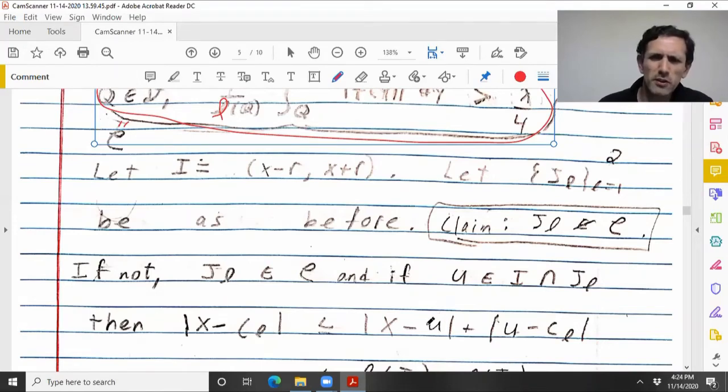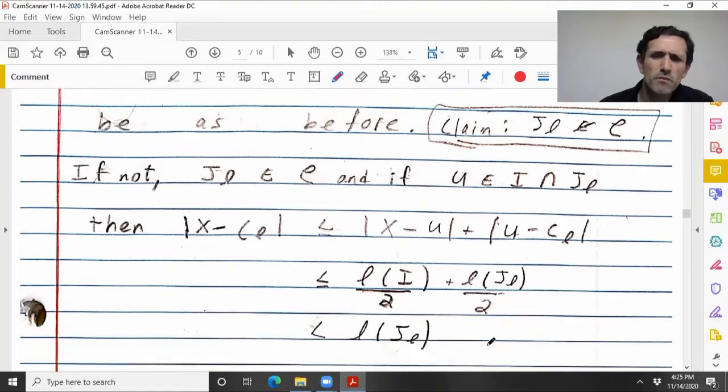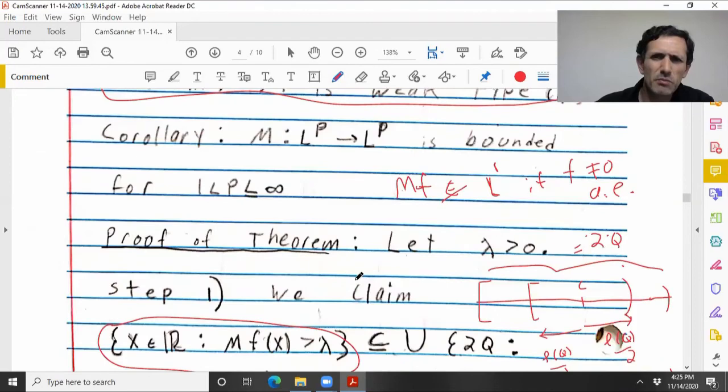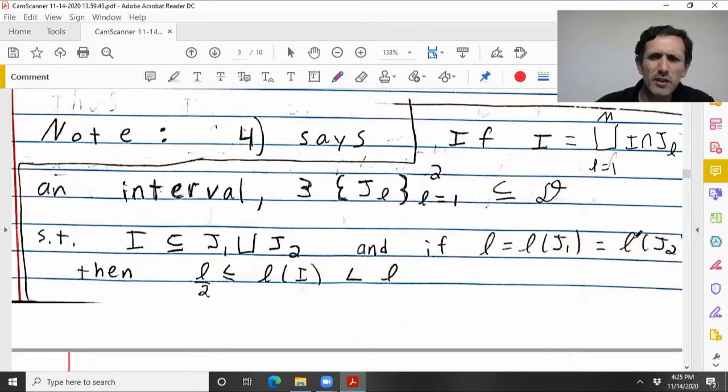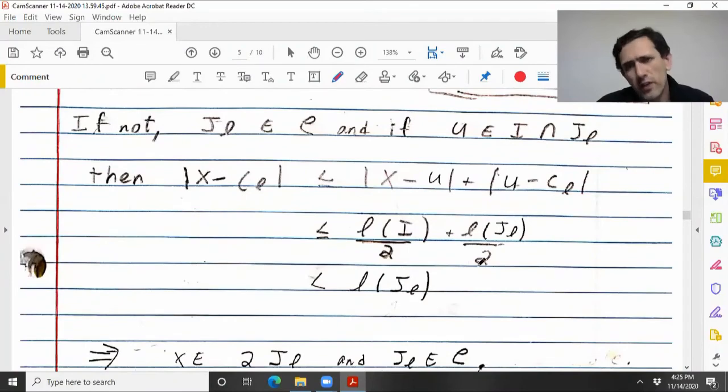Okay, so triangle inequality here. Well, u is in I, so that's less than or equal to the length of I over 2, which is just r. Also, u is in J_L, so that's less than or equal to the length of J_L over 2. Right, so remember that the length of I is less than these common lengths here. So the length of I over 2 is less than the length of J_L over 2, plus the length of J_L over 2 gives you the length of J_L. And actually it's strictly less than.